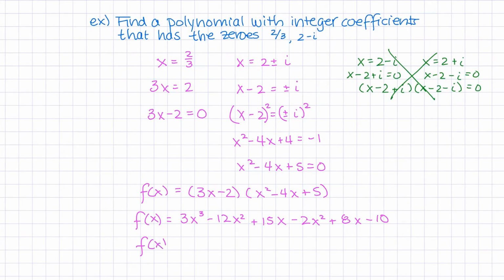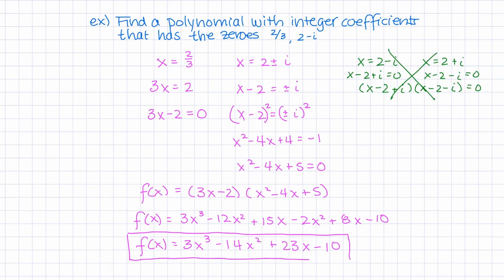And then write it in standard form, combining my like terms, and I get this. It's not too bad. But there will be some problems on your homework like that. So just make sure if they gave you a complex zero, make sure that they've given you the conjugate. If they haven't, you need to put it in.